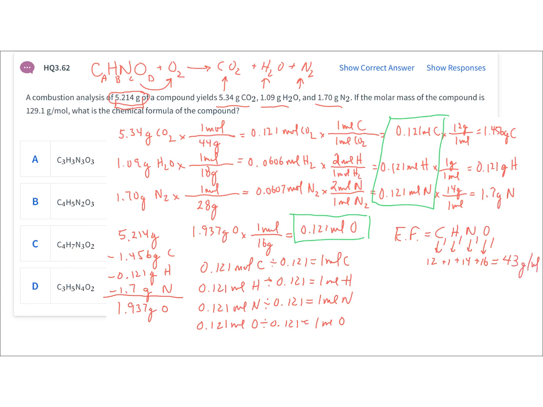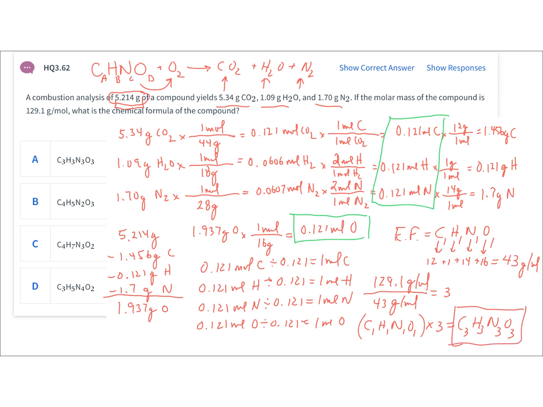Well, my molecular weight is 129.1. Divide that by 43, right? How many times does that go in there? That'll tell me how many times I have to multiply my empirical formula. And I see that that goes in there 3 times. So I need to take my empirical formula, C1H1N1O1, multiply it by 3 to get my molecular formula of C3H3N3O3, which looks like choice A.